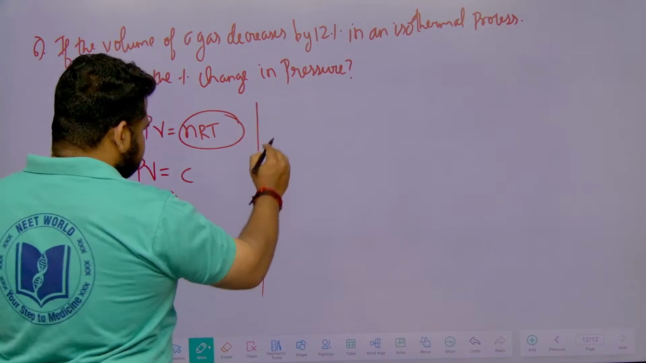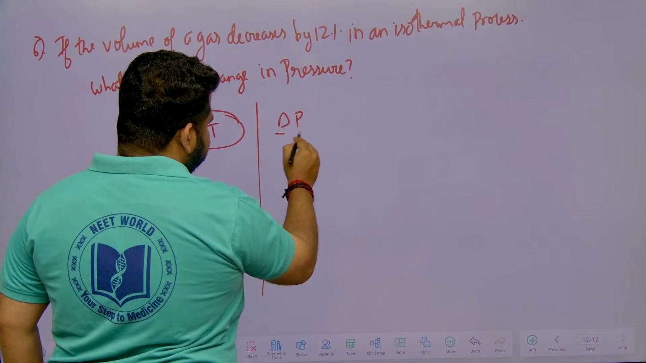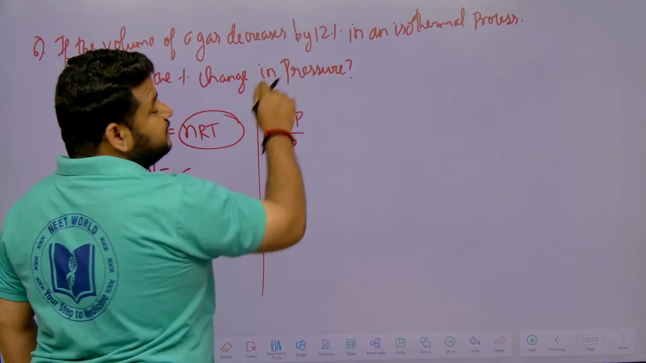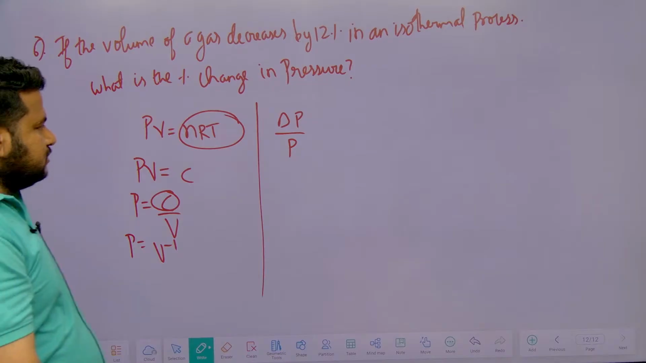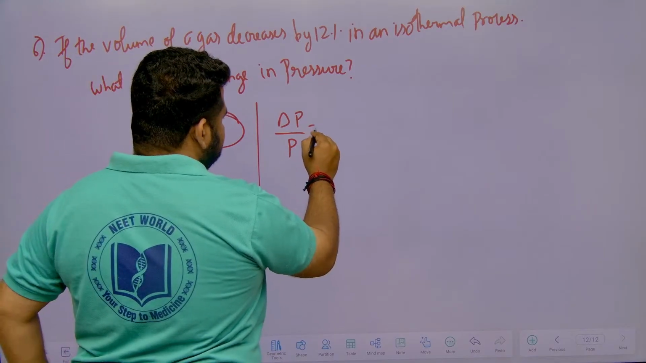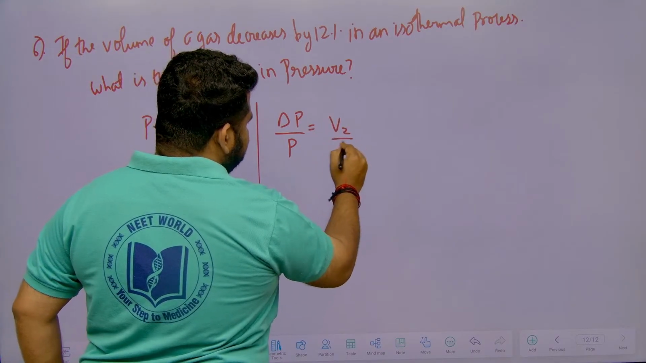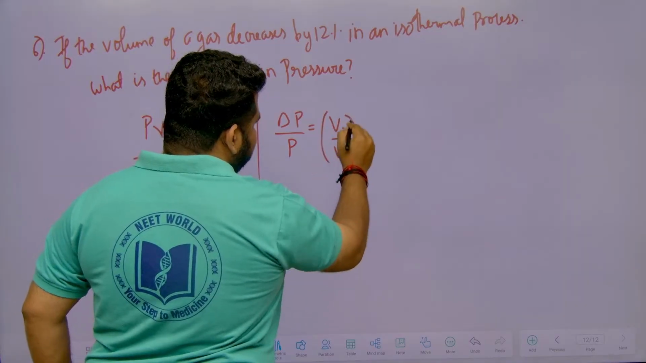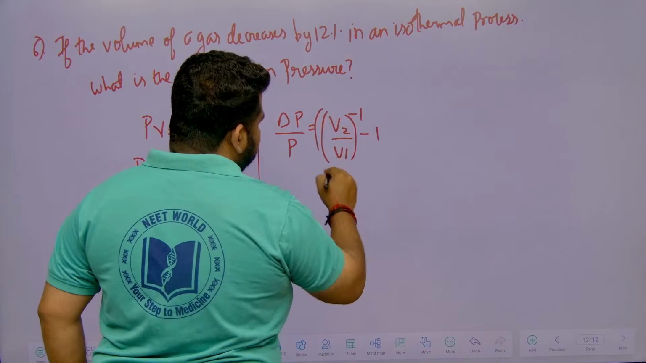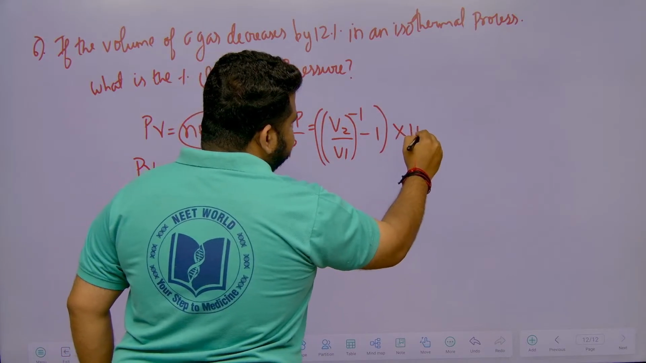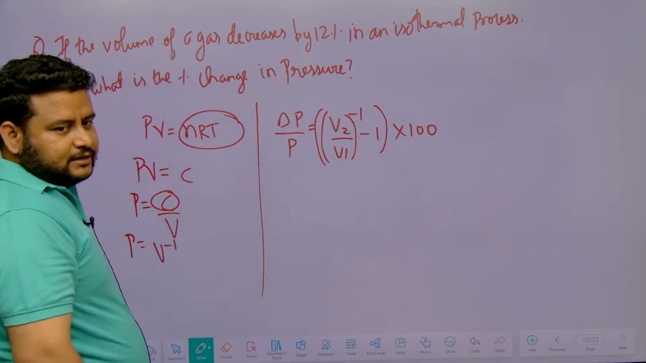Let us do it here. Delta P by P. So which formula should I apply? 12%, so I cannot apply the small percentage change. I have to apply the large percentage change. So this will become equal to V2 by V1 to the power of minus 1, minus 1, entire thing into 100.